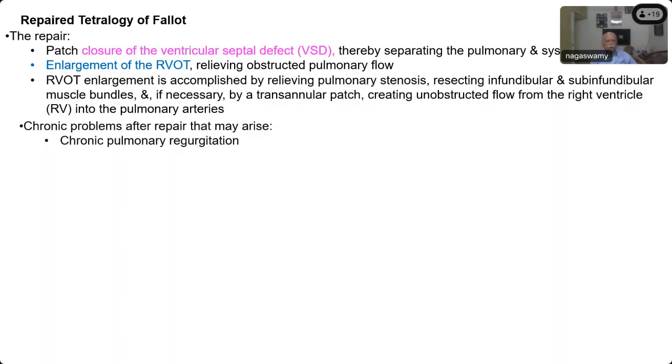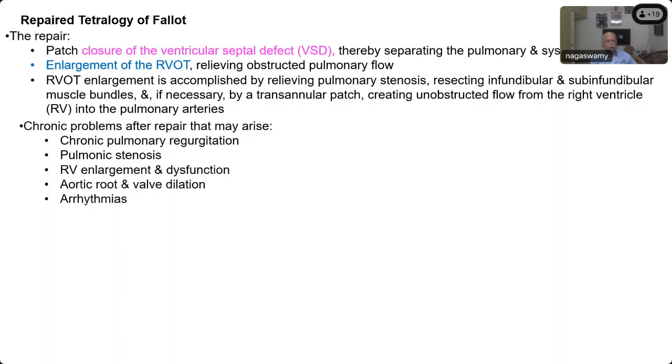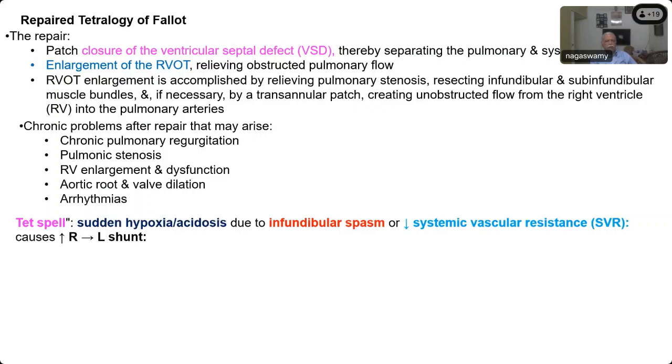Chronic problems after repair may be chronic pulmonary regurgitation, or there may be recurrence of pulmonary stenosis, RV enlargement and dysfunction, aortic root or valve dilatation, and arrhythmias. The TET spell is usually because of the infundibular spasm, which increases the right side pressure. So more right side pressure leads to increase in right to left shunt.